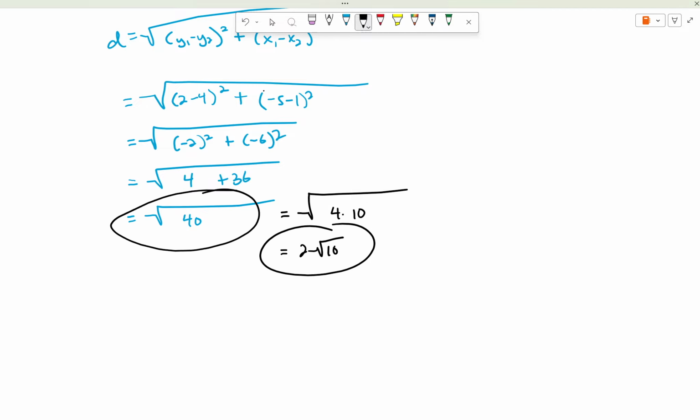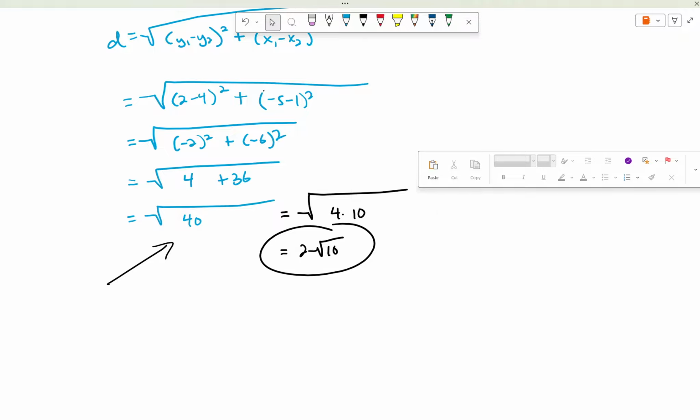Now, for your first lessons, if we leave it this way, then we're going to be okay. Do not put this into a calculator and give me a decimal. We're going to talk about this more in class.